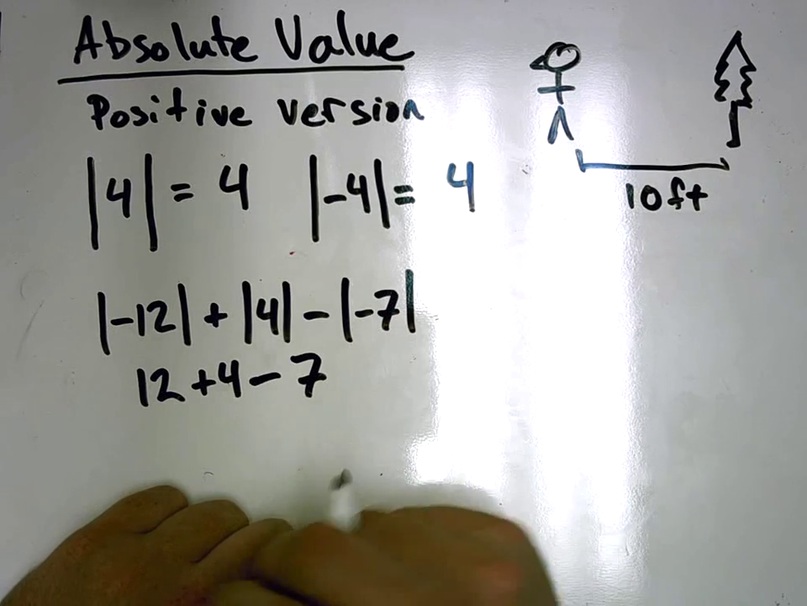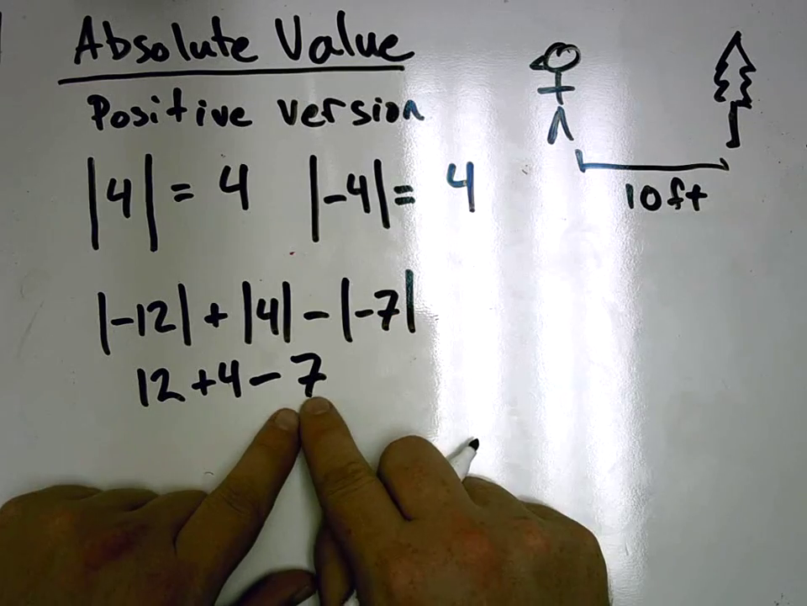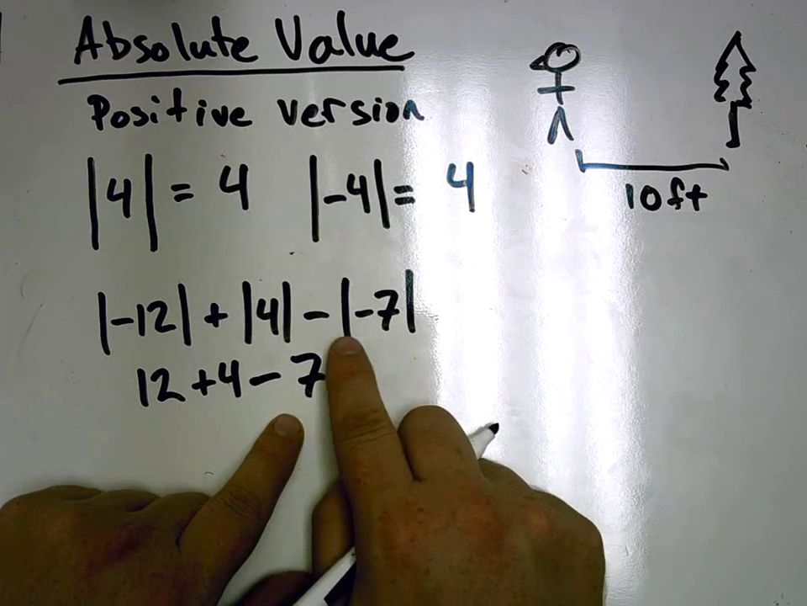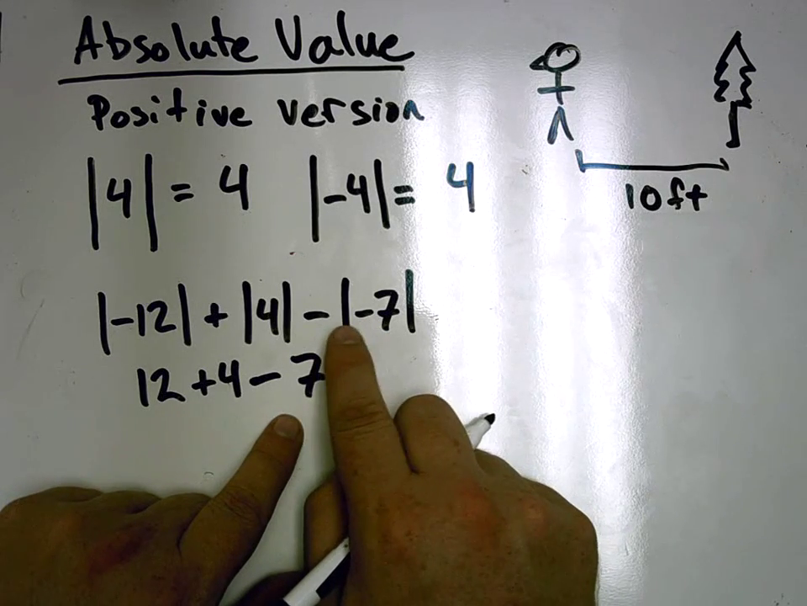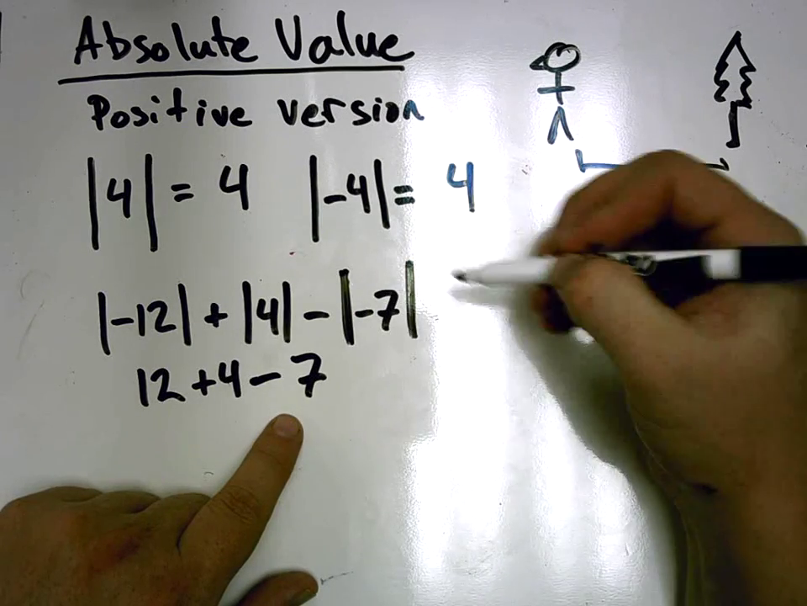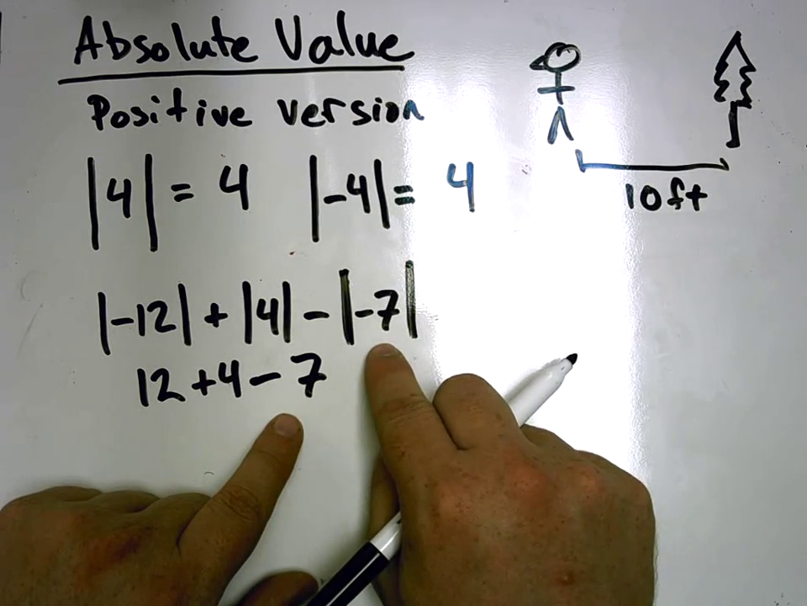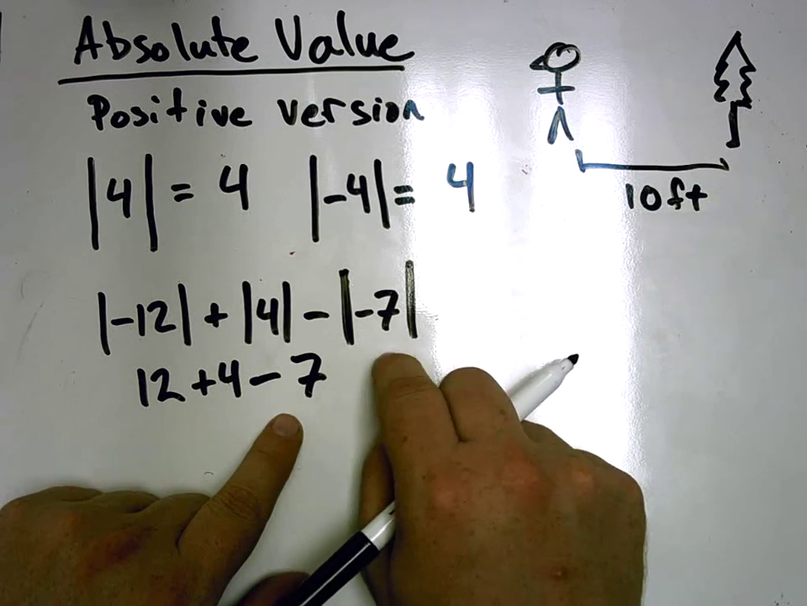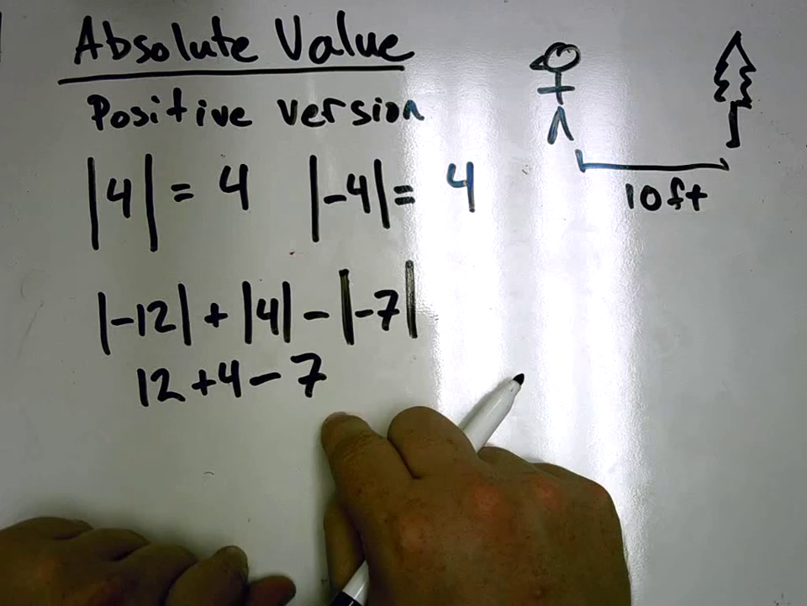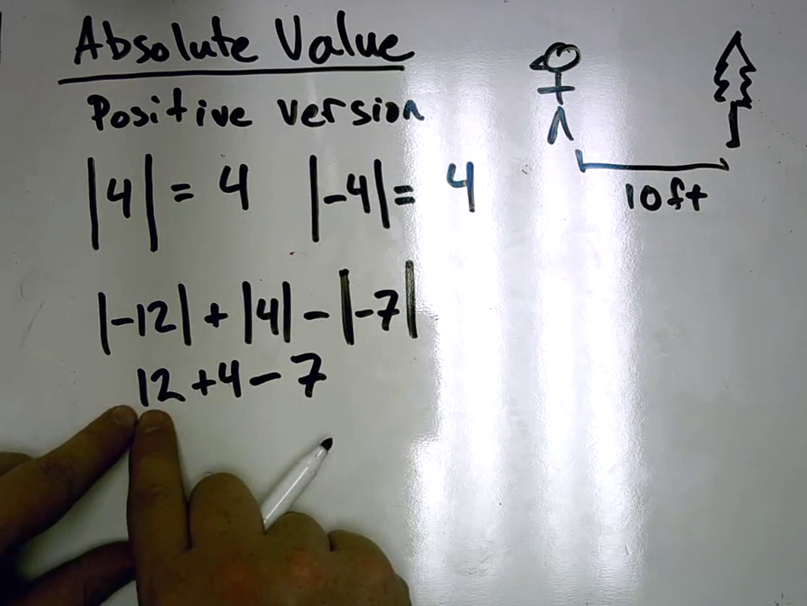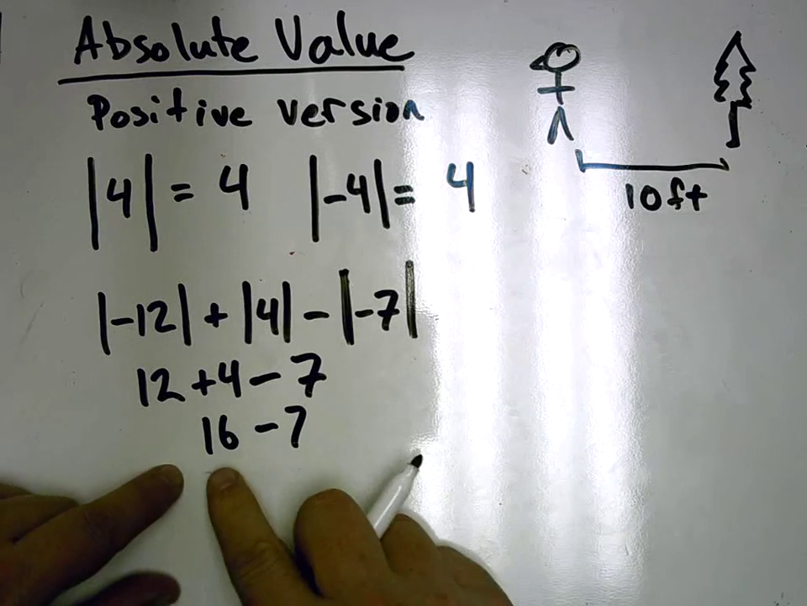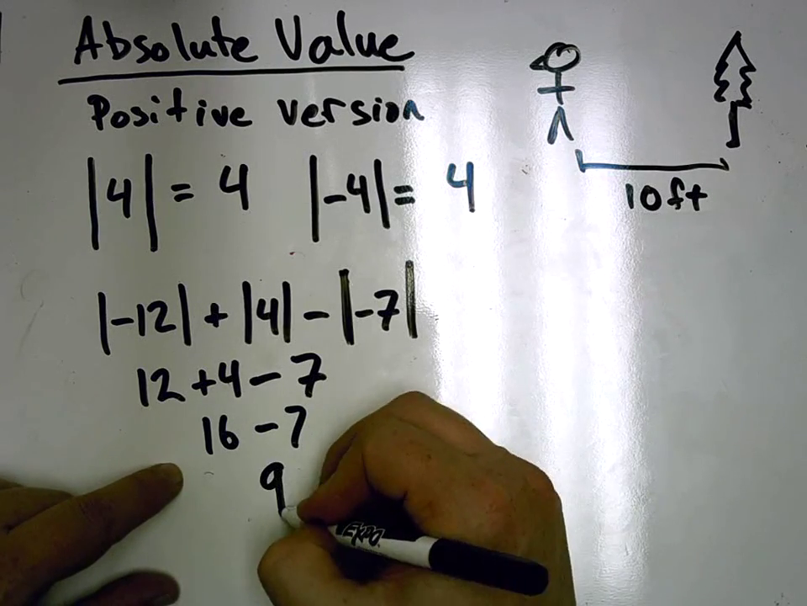It's positive 7. So keep in mind, this is different from when you're working with negatives in parentheses, where you would double up that negative and make it a positive. Since it's inside these absolute value bars, do the absolute value first. It's positive 7, so it becomes subtract a positive 7. And then you just do the addition and subtraction like normal. 12 plus 4 is 16. 16 minus 7 is 9.